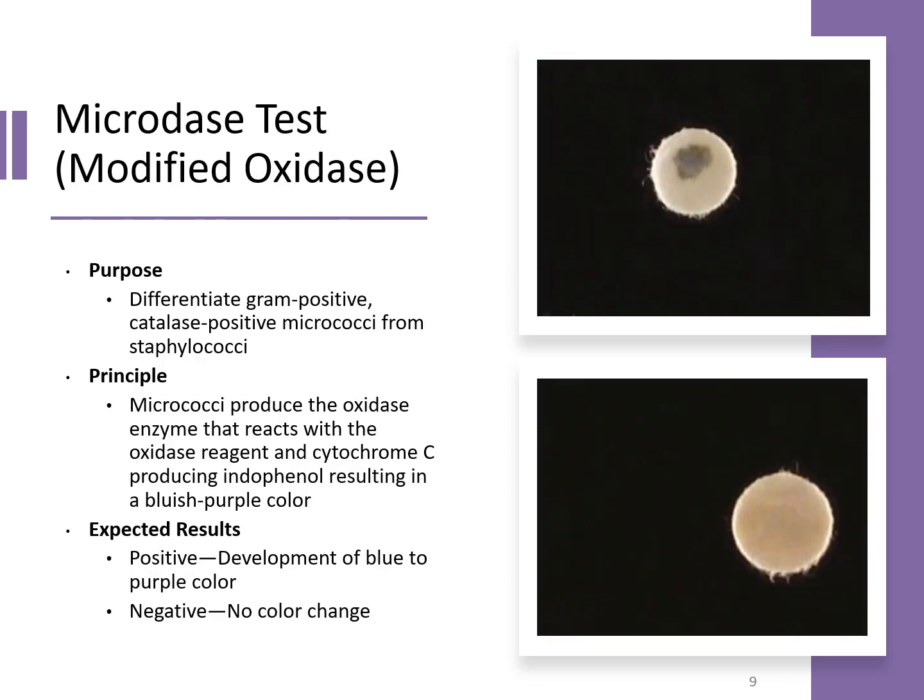You also have the modified oxidase test. And with this, you're looking for a positive result of a blue to purplish color, as demonstrated at the top, or no color. And don't mistake the actual drop of the reagent that puts a tinge on the disc as any sort of color change, but you're looking for no bluish purple color for a negative reaction.